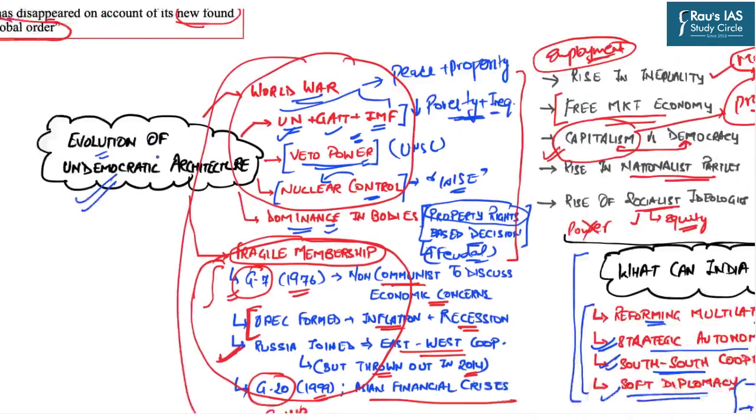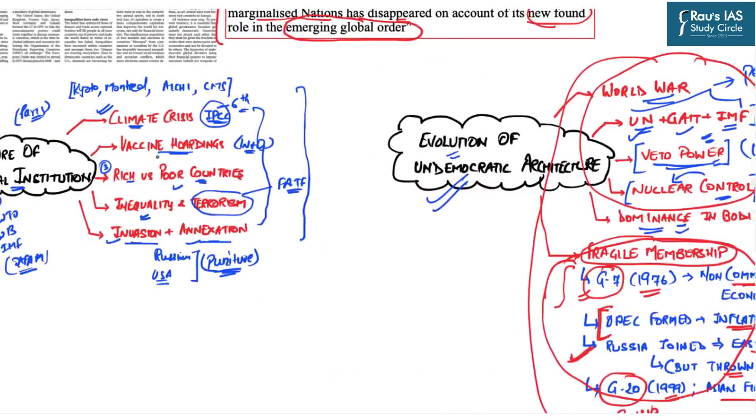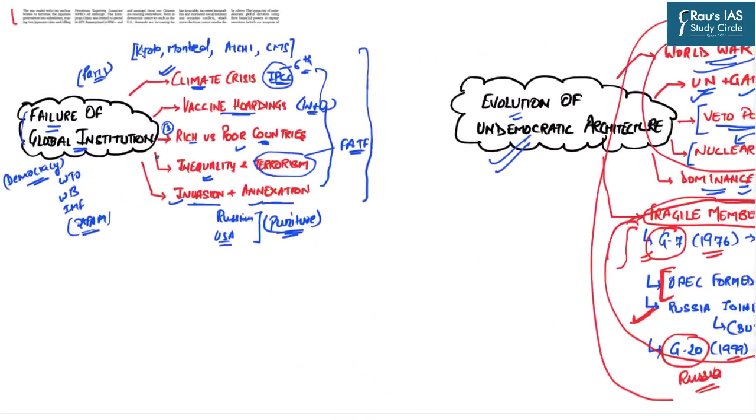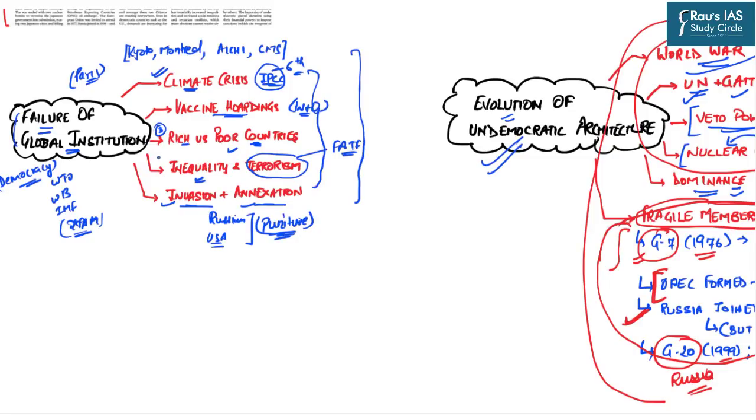So this was the complete article which we have discussed. Now let us revise this article in brief once again. Initially, we discussed the failure of the global institutions in tackling the climate crisis, vaccine hoarding, the rich versus poor gap, inequality and terrorism, and the recent invasions as well as annexations. We saw how the global institutions have failed in all these aspects.